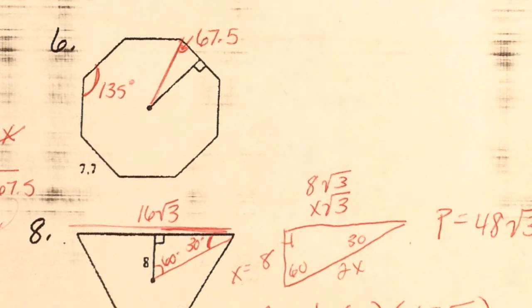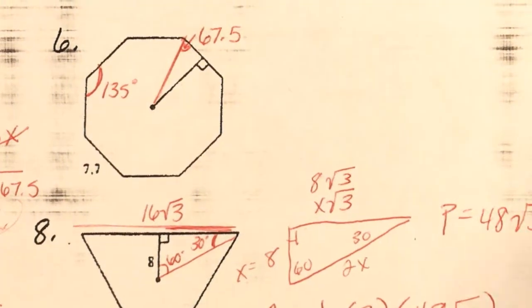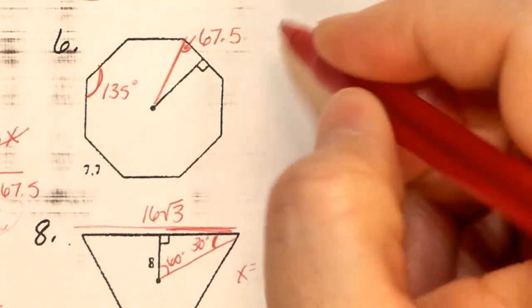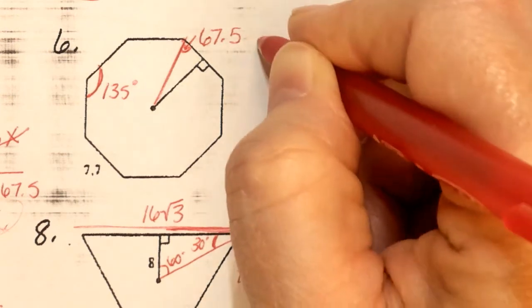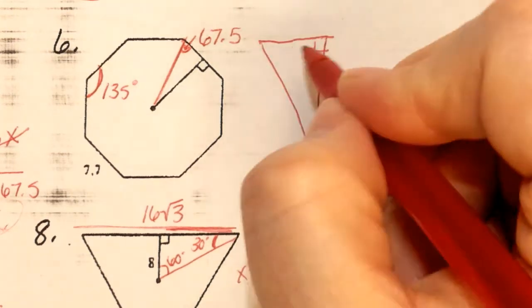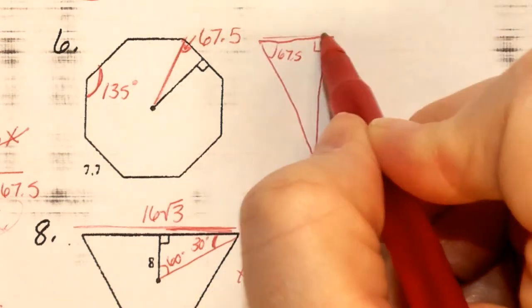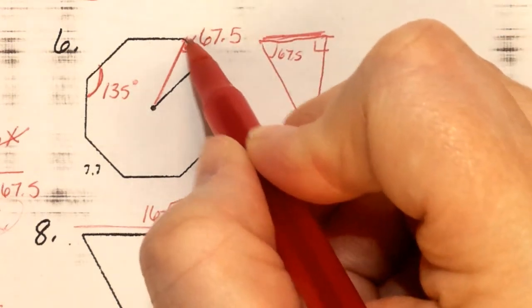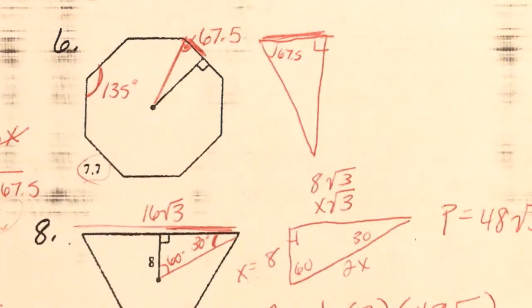Alright, so what we have decided so far is that the octagon's angles are 135, and so when we cut it in half, it's 67.5. I'm going to draw this triangle a little bit bigger just to make it easier to see. So we know that this angle is 67.5, and we can find this because this piece right here is half of the side, right? What's half of 7.7?